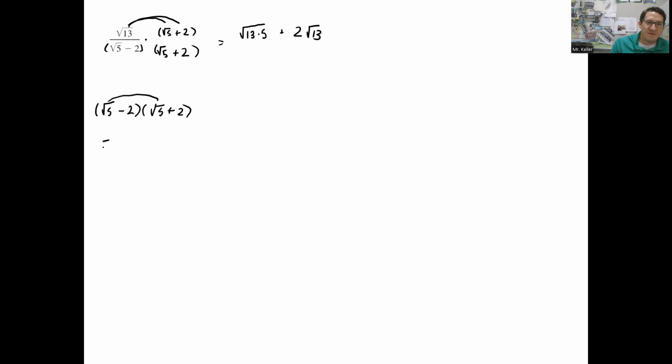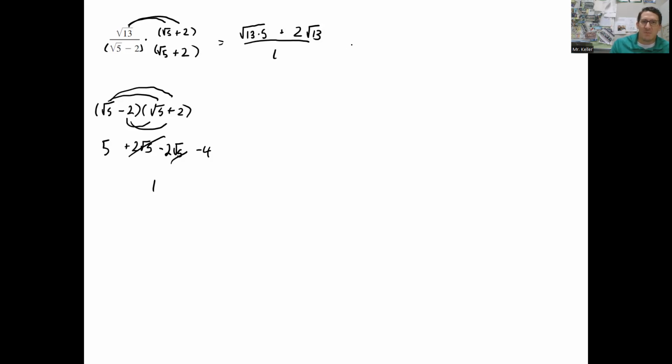Root 5 times root 5 is 5. Root 5 times 2 is 2 root 5. Negative 2 times root 5 is negative 2 root 5. And then negative 2 times 2 is negative 4. So these cancel out. I get 5 minus 4 is 1. So on the bottom, I just have 1.